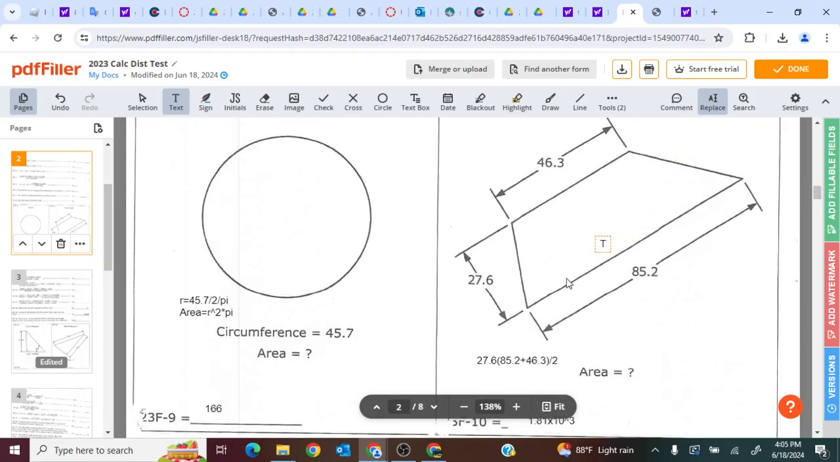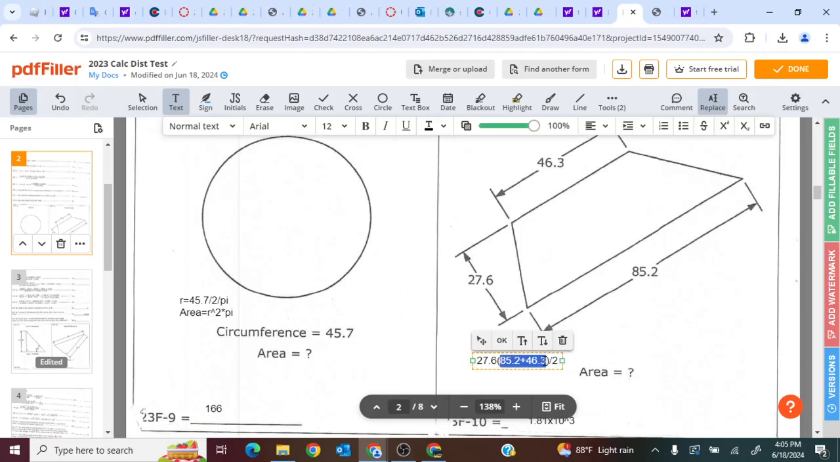Trapezoid. The area of a trapezoid is equal to the average of these two sides times the height. So as you can see, these two sides are added up and divided by 2 to take the average. And then it's multiplied by height to get an area of 1.81 times 10 power to 3.